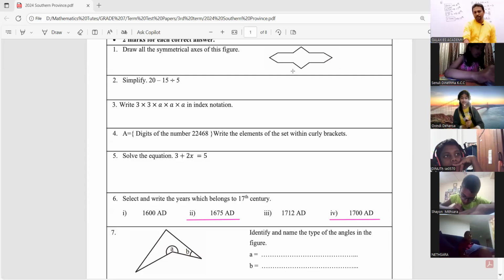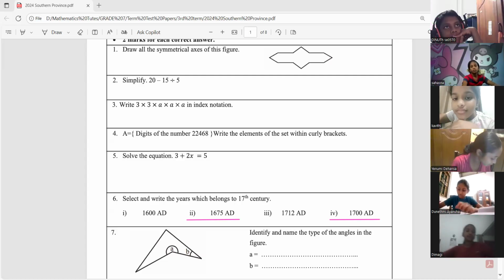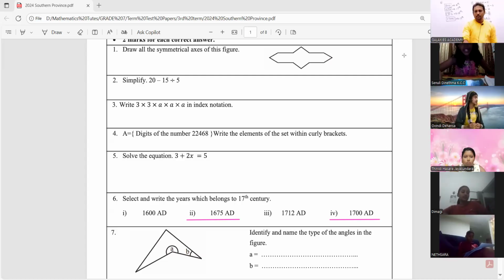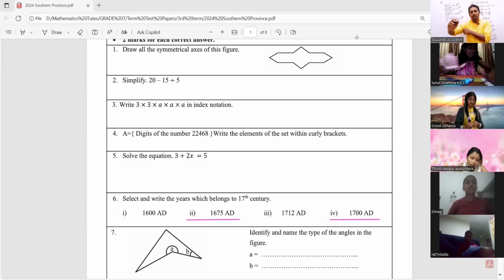Are you clear? Did you get this answer correct? Right. Yes. This is the method, the century identifying method. Right. It is question number 6.